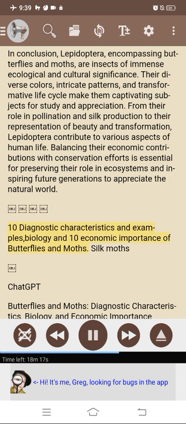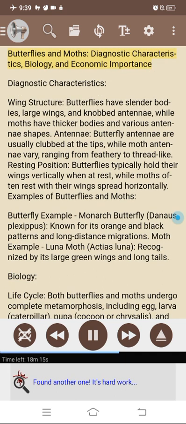10 diagnostic characteristics and examples. Biology and 10 economic importance of butterflies and moths. Silk moths. Butterflies and moths. Diagnostic characteristics, biology, and economic importance.